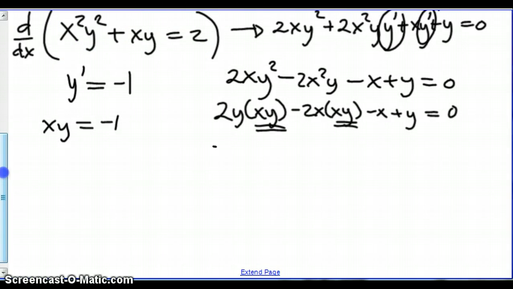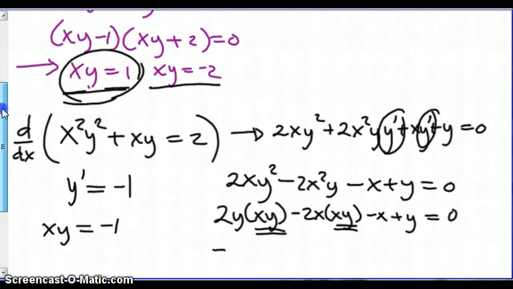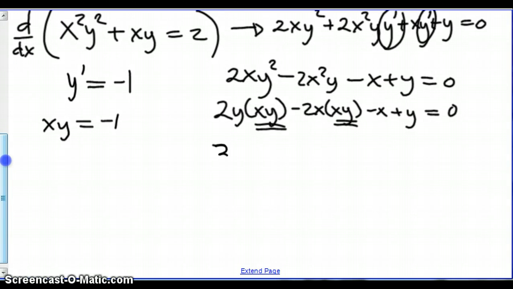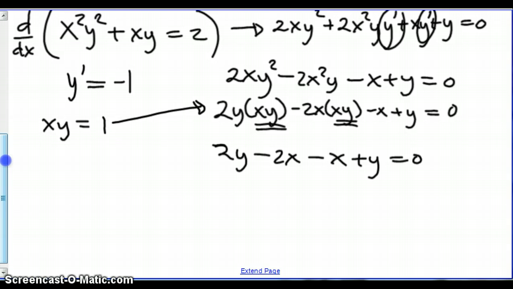Did I say 1 or -1? Hang on, let's check. 1, not -1. So we get 2y times 1 minus 2x times 1 minus x plus y equals 0. So I substituted xy equals 1, and I get this new expression. I can combine like terms now, and I have 3y's minus 3x's equals 0, which tells me that y must be equal to x.